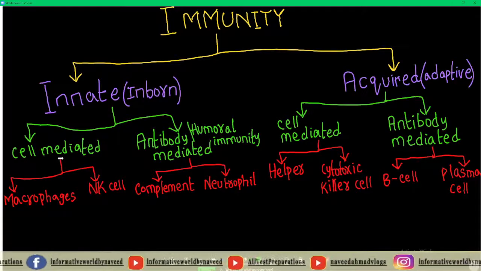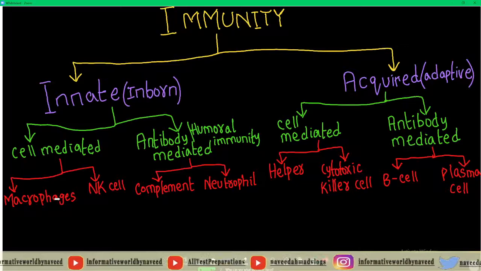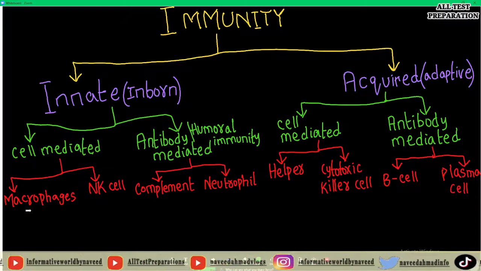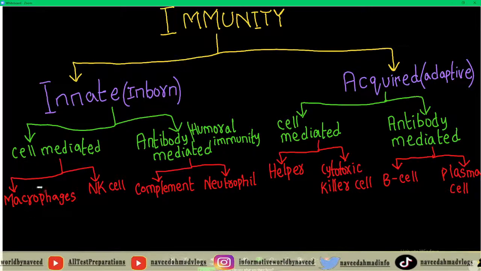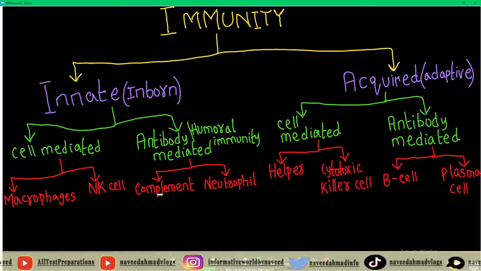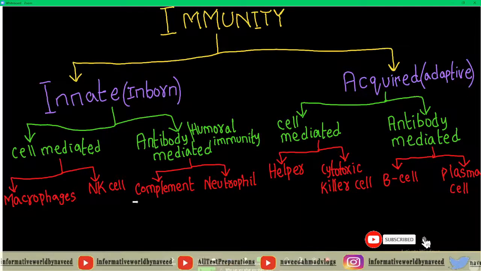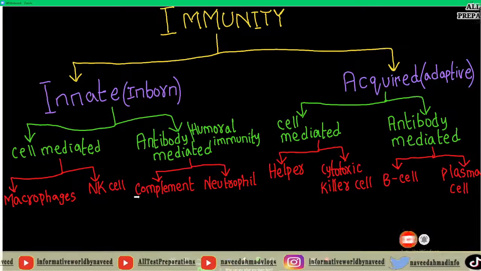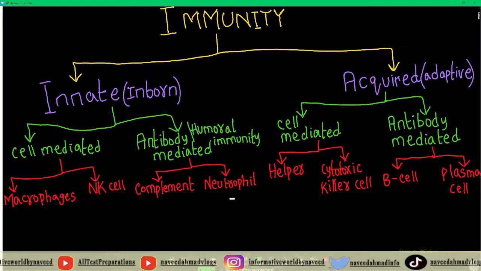Cell-mediated immunity includes macrophages and NK cells. This type of immunity can be transferred from an immune animal to a non-immune animal by means of some blood cells, so it is known as cell-mediated immunity. While complement and neutrophils are included in antibody or humoral immunity, because this type of immunity is transferred from an immune animal to a non-immune animal by means of antibodies or some fluid. This is known as antibody or humoral immunity.